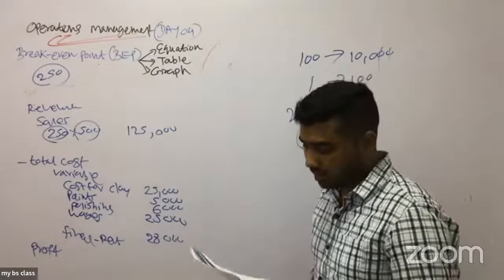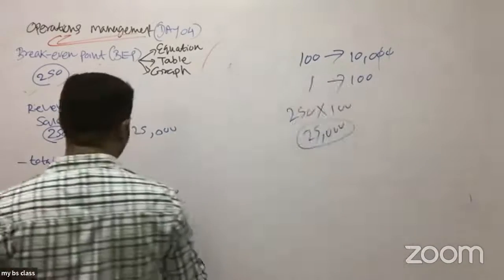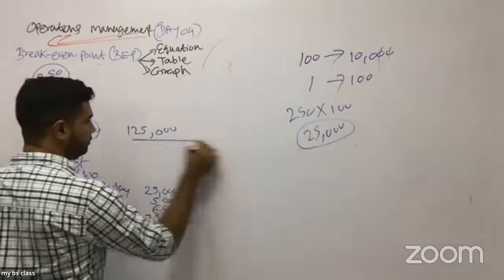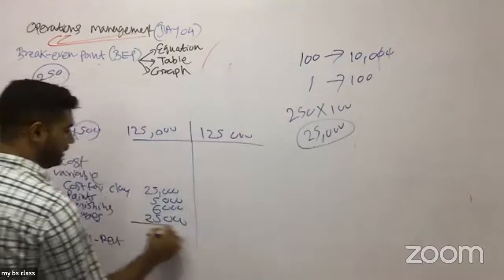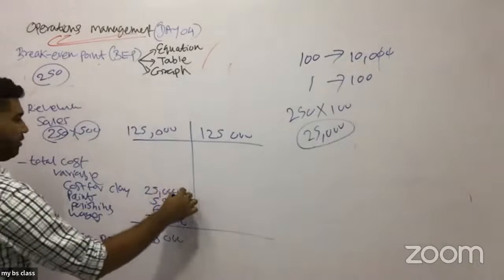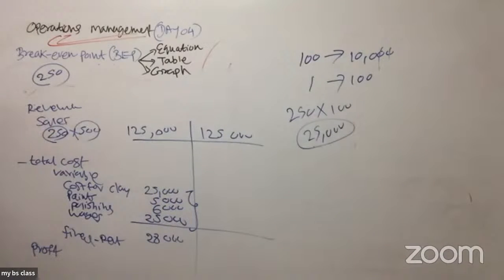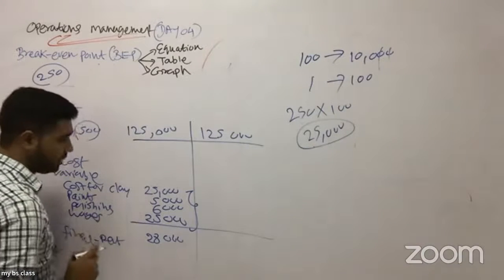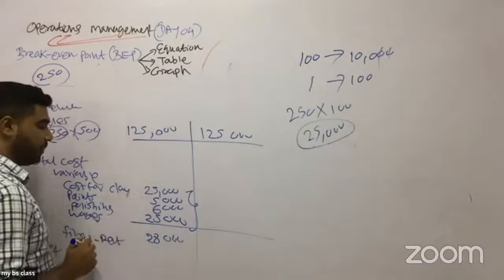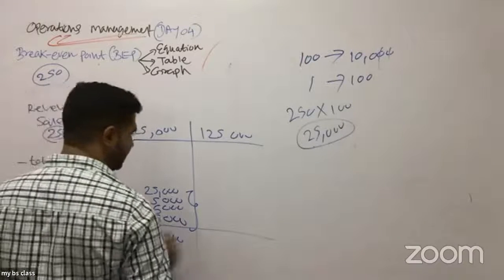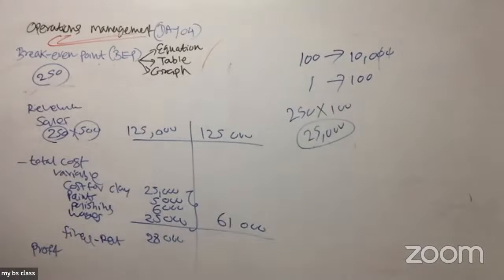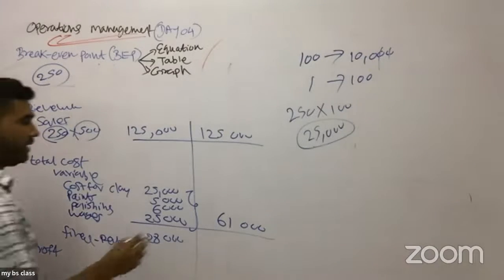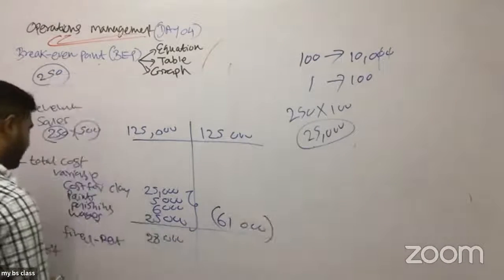All the cost elements. Then the revenue is like this: 125,000. Shall we take the total of variable cost here? Another 25 and now 50. So 50 plus 11, which is 61,000, which is our total variable cost.